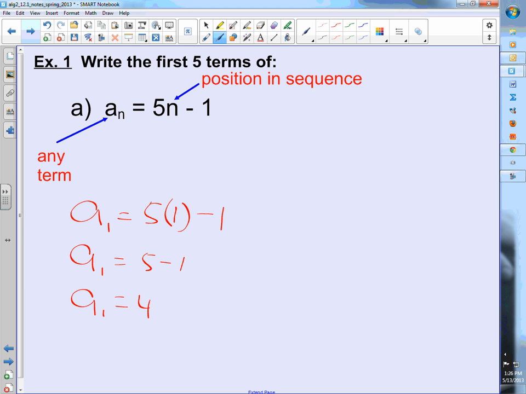How do you find A sub 2? Yeah, plug in a 2 for n. So if you want to find A sub 2, you're going to be 5 times 2 minus 1, which is 9. So the first 5 terms of the sequence are going to be 4, comma 9, comma 14, comma, and 24.